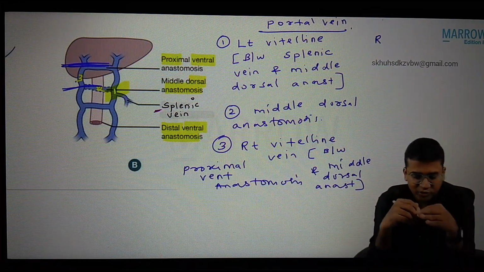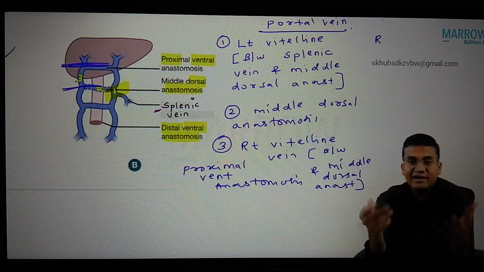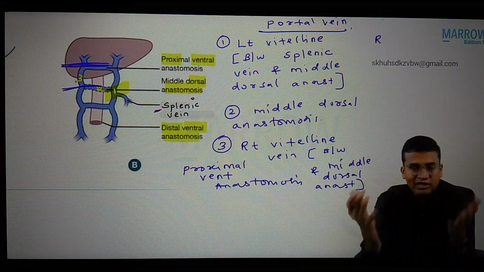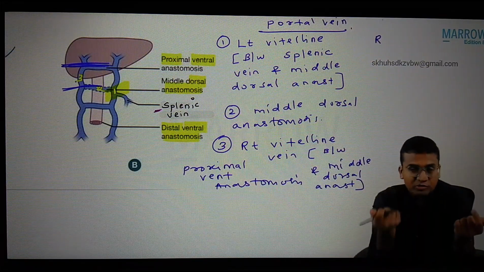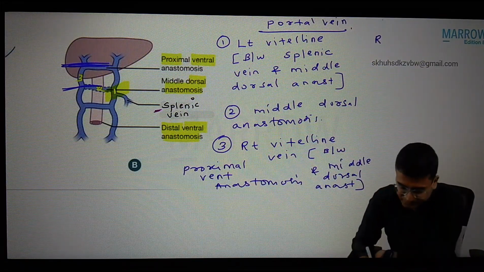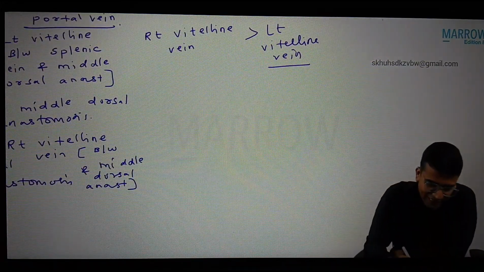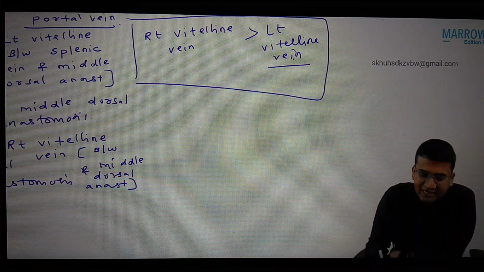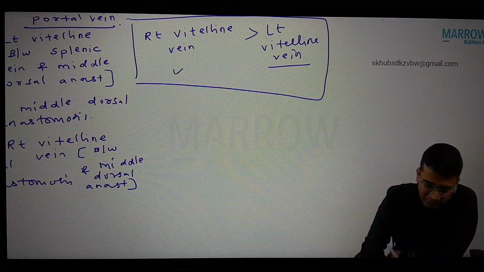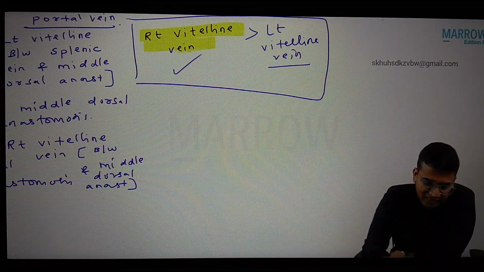Now these 3 form the portal vein. Now portal vein derived from the right vitelline vein and left vitelline vein, but major contribution from right vitelline vein. So portal vein again, which is derived from right vitelline vein greater than left vitelline vein. Both will contribute, but major contribution from right vitelline vein.